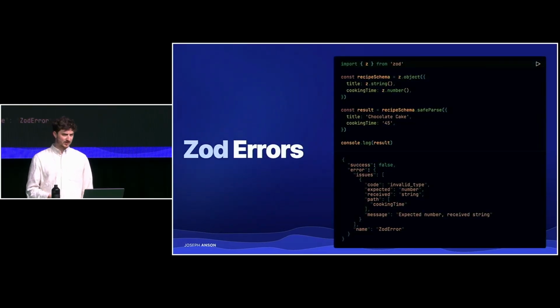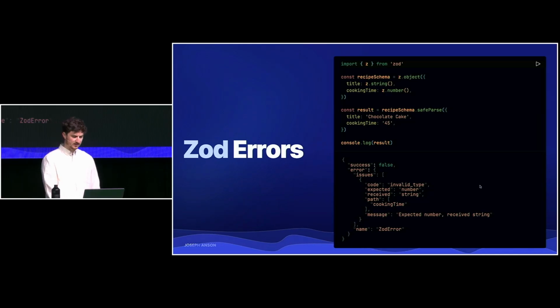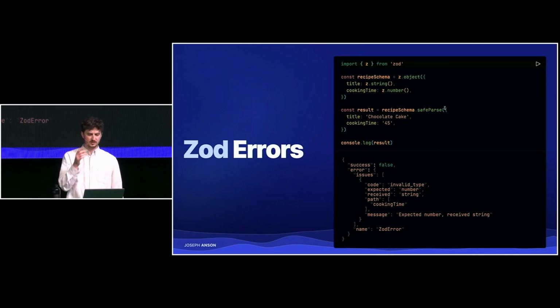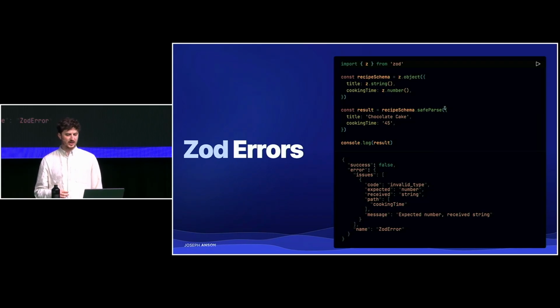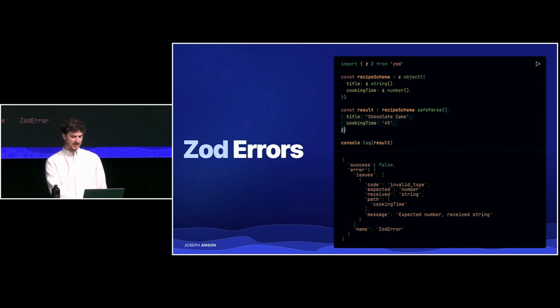So how does Zod work in practice? Well, here's a quick example. We have our recipe here with a title of string and a cooking time of number. But as you can see, as we're doing the parse here, the data inside our parse is incorrect. We're passing a string, so Zod will inform us of this.